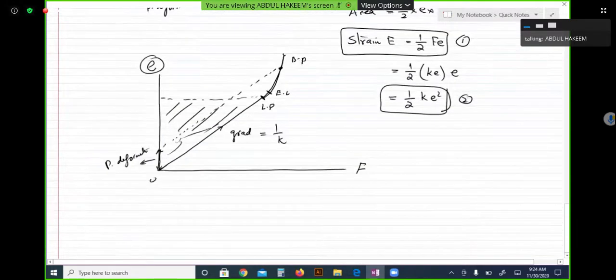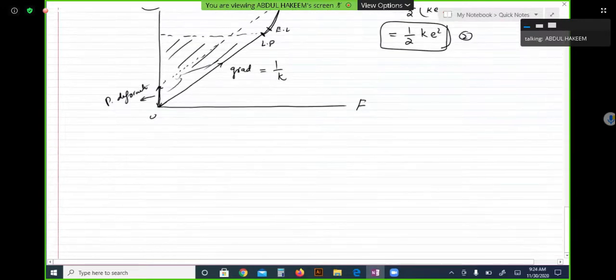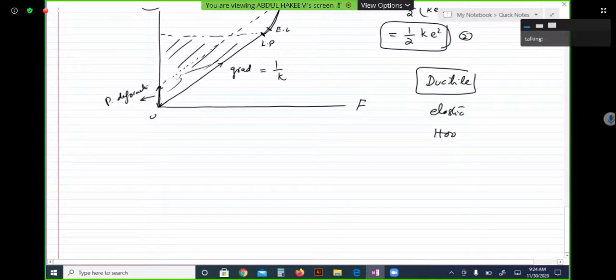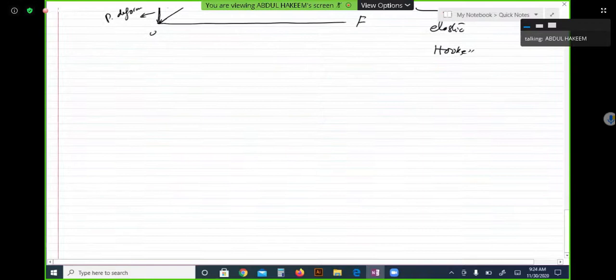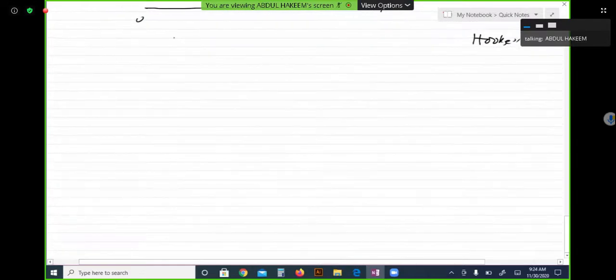Okay, so this is the graph for metals. And sometimes metals are called ductile materials because they are elastic. During elasticity, they obey Hooke's law, and after the elastic limit, they become permanently deformed, meaning plastic behavior. Now, suppose we have another material, glass.